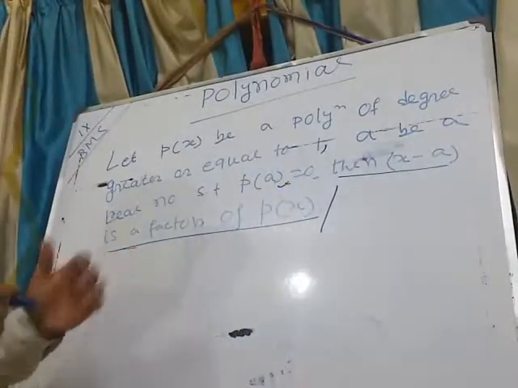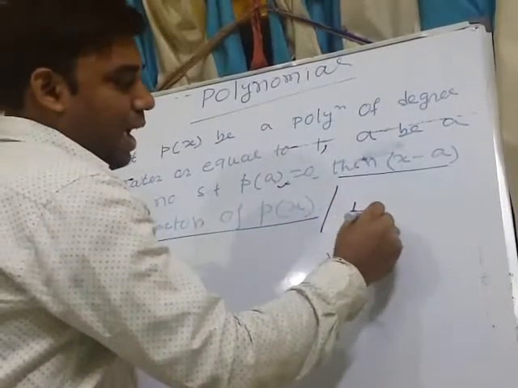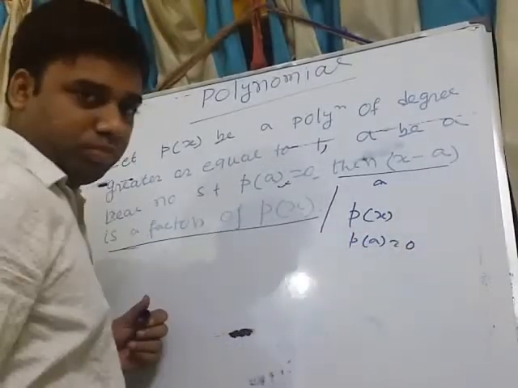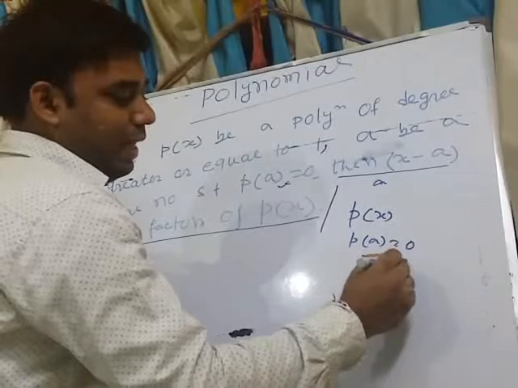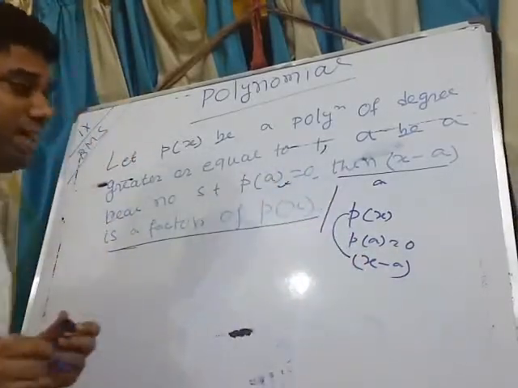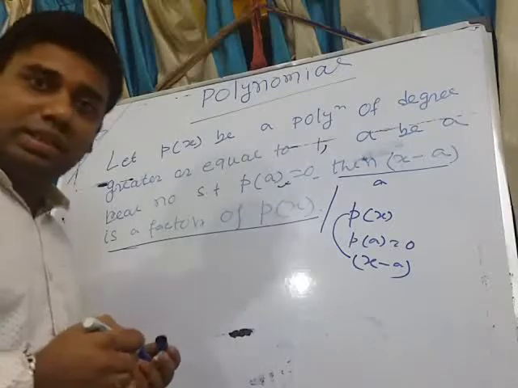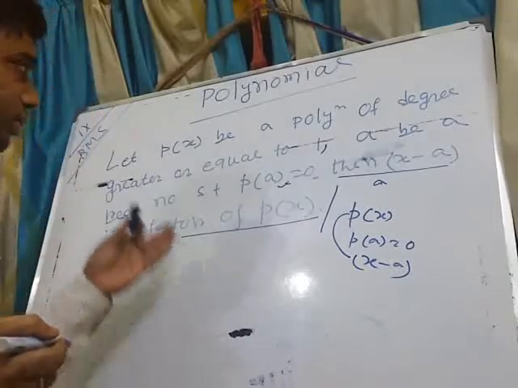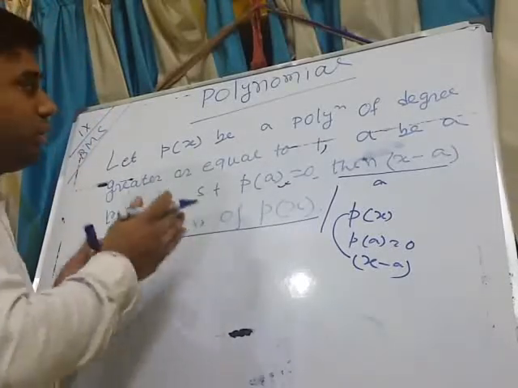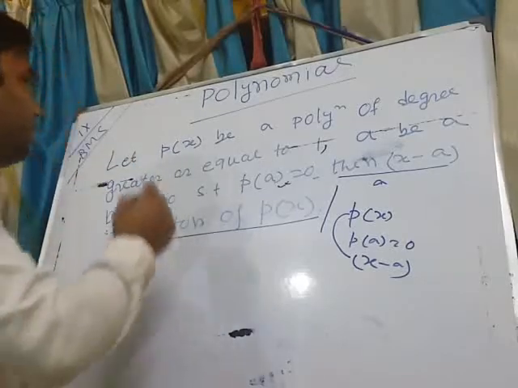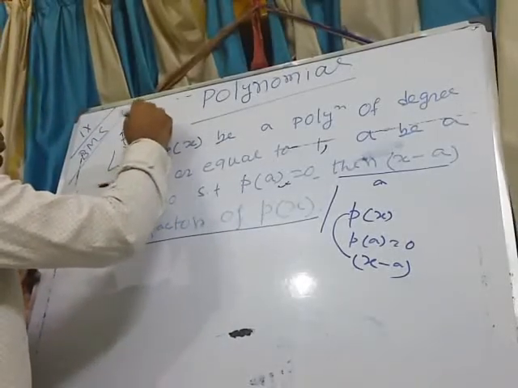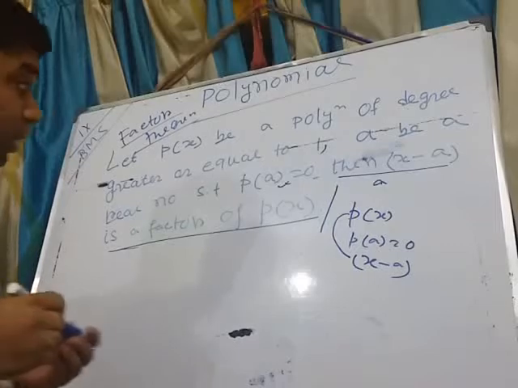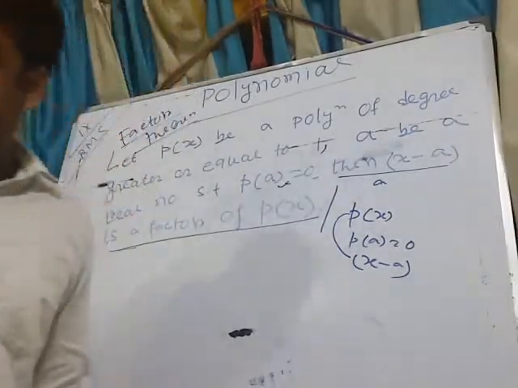So first, p(x) is a polynomial and a is any real number. If p(a) = 0, then x minus a is a factor of p(x). That is the factor theorem, just similar to the remainder theorem. In the previous class we discussed the remainder theorem, and there is a little bit of difference between the factor theorem and the remainder theorem. So by using the factor theorem, we will solve the sums of exercise 2.4.